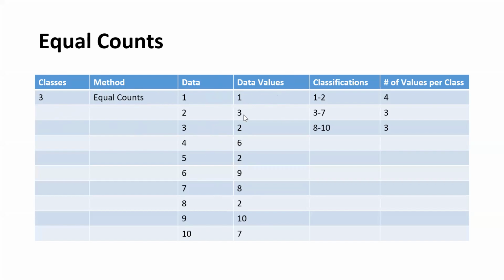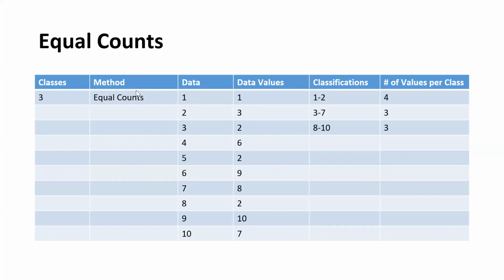So we have 1, 3, 2, 6, 2, 9, 8, 2, 10, 7, likewise. So we have 10 different data values. What we are going to do is put these 10 values into 3 classes. You can think of them as 3 boxes. If we have 10 values, we are trying to put them into 3 classes. The concept we are defining here is equal counts.